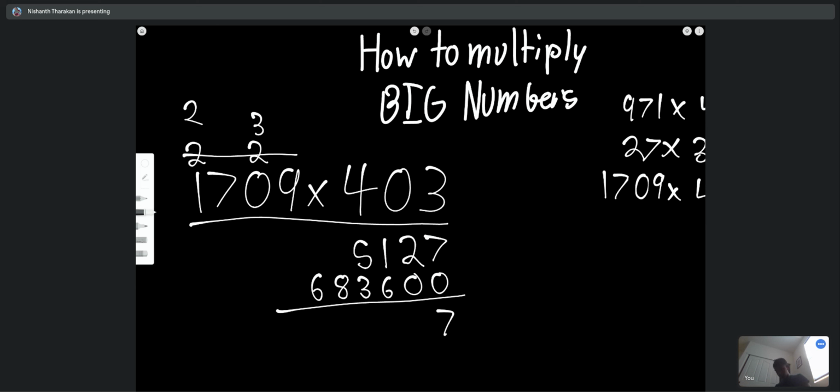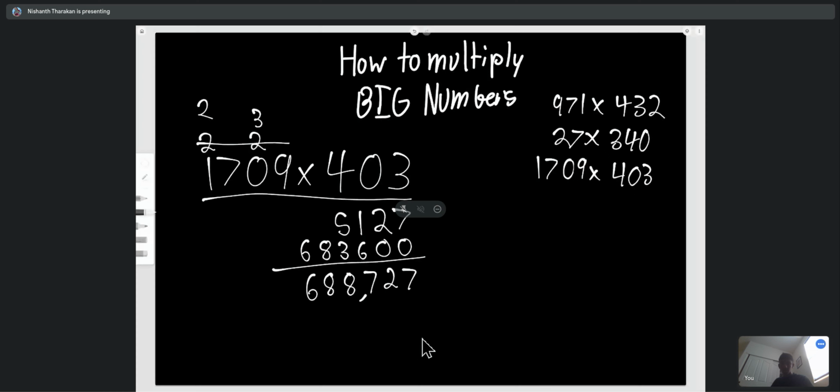So finally, our last answer of the day is 688,727. And that is how you multiply big numbers. So that's how you multiply big numbers using long multiplication.